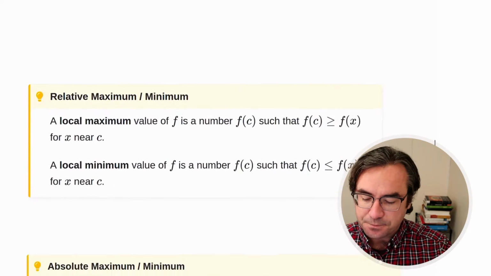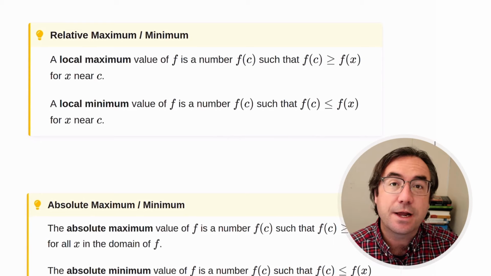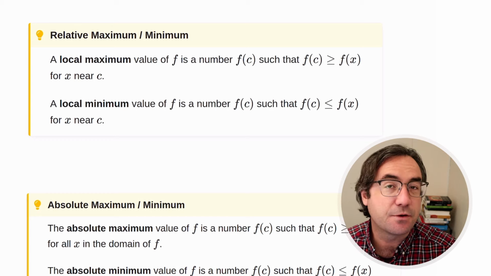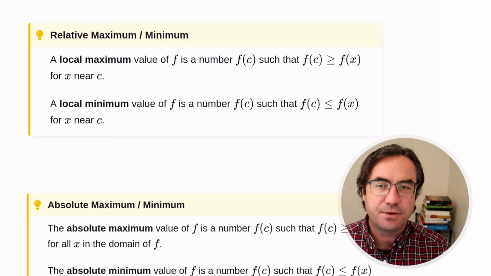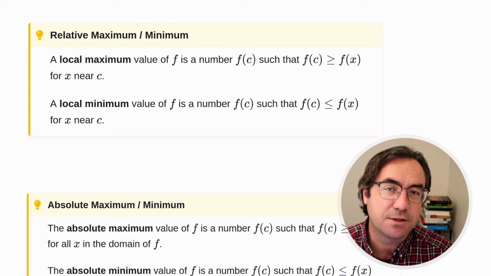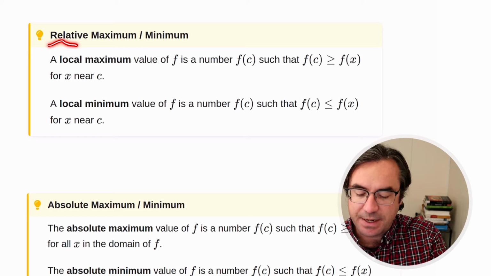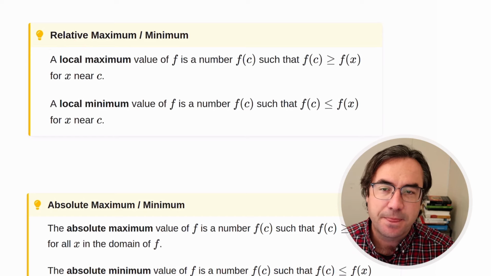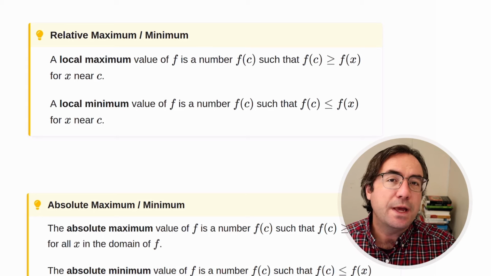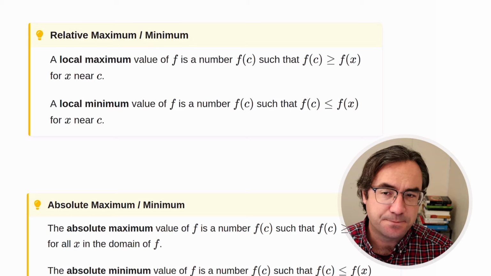First, let's look at our definitions. What we've been working with so far with our first derivative test and our second derivative test is locating what we call local maxes and local mins, or relative maxes and relative mins. And these are places on our graph where we have a high point or a low point.